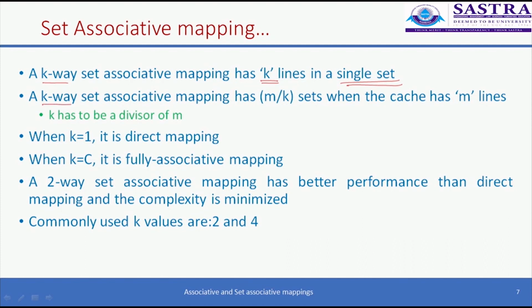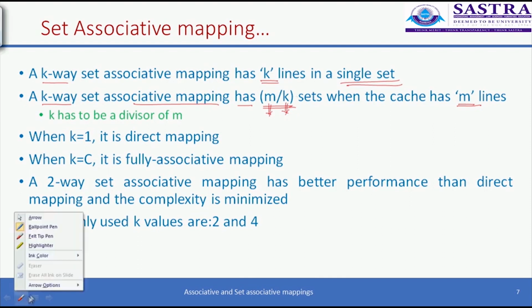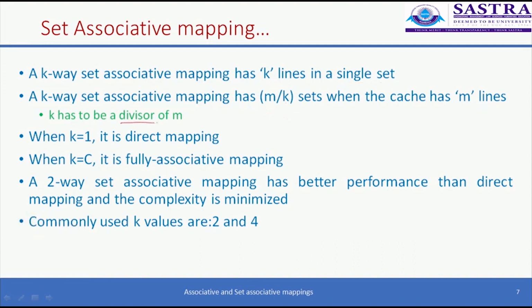A k-way set associative mapping has m by k sets when the cache has m lines. In a single set k lines are available, totally m lines are available. So, m by k sets are available, and remember this number should be 2 power some positive integer. K has to be a divisor of m.